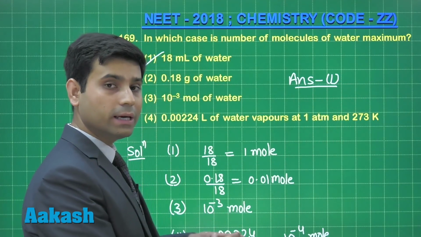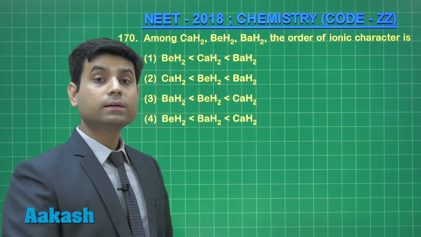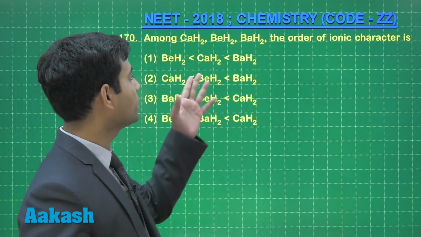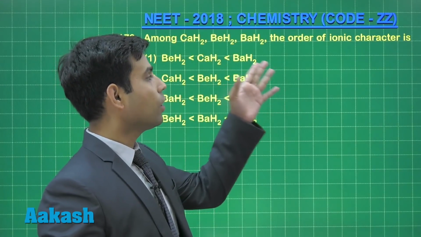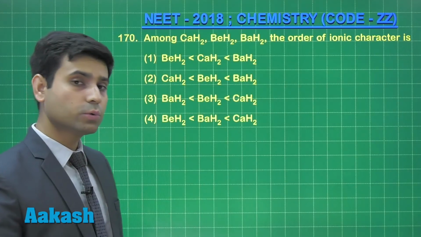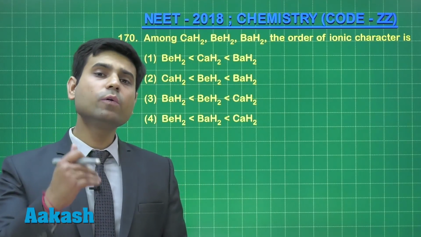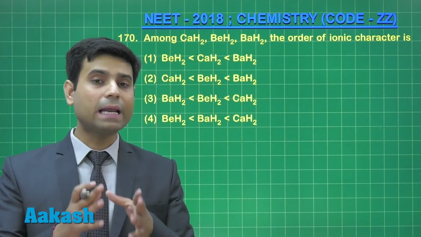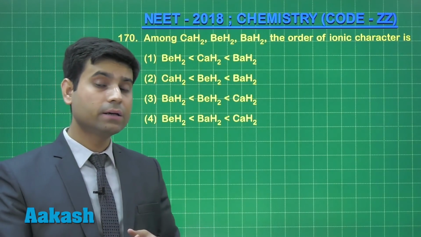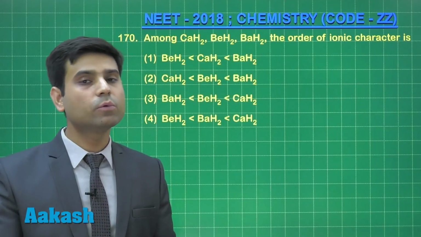Now let us move to the next question. The next question is question number 170, which says among CaH2, BeH2, BaH2, the order of ionic character is. The options are given. Students, as we know, as we move down the group, the metallic character increases. Hence, the ionic character of hydride should also increase as we move down the group.